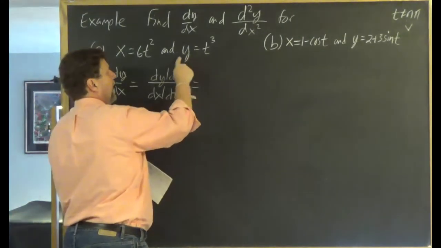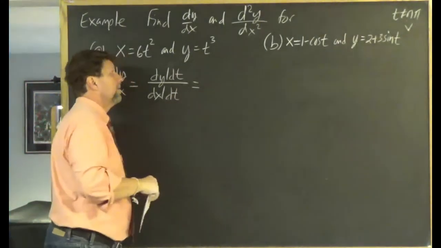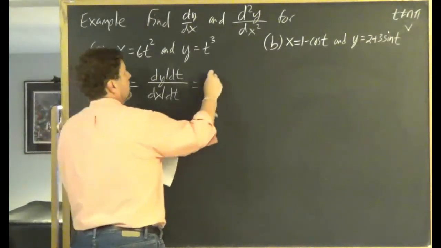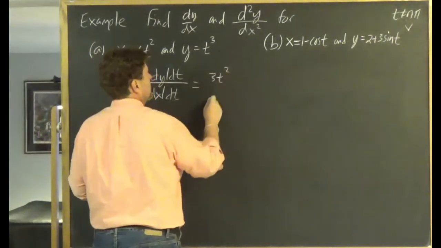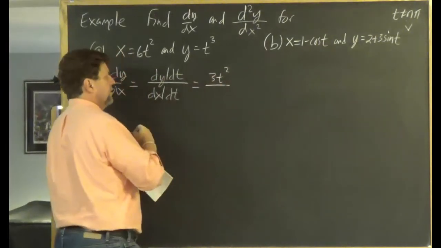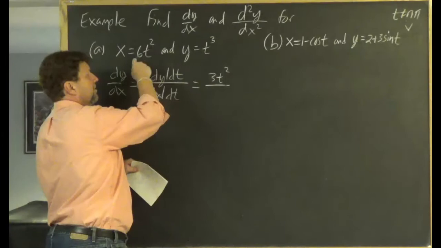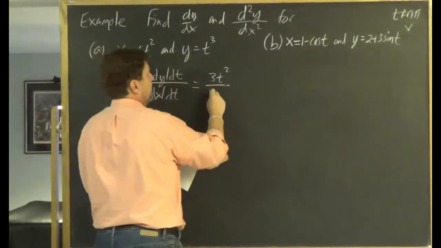So here's y. y equals t cubed. dy dt is 3t squared. It's just the derivative. Here's x. dx dt is 12t.